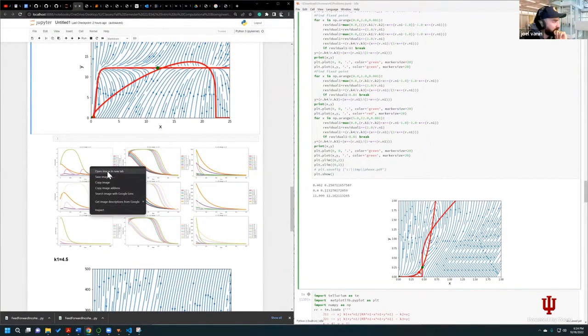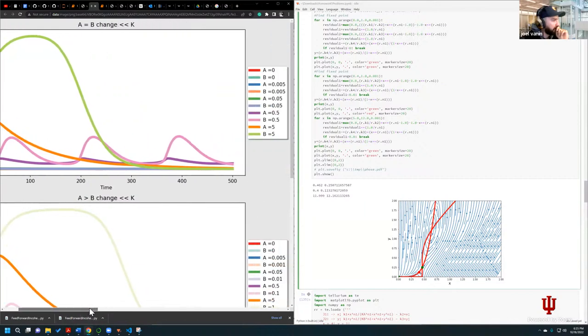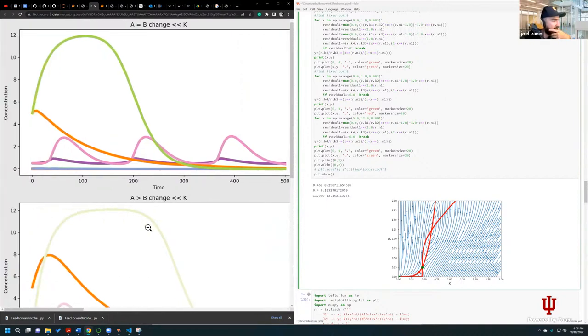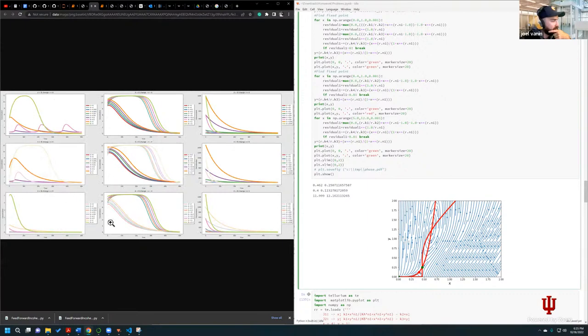So let me open this in a new tab here. And this case is B equals 0.5 and A equals 0.5, so they're equal. In that case, we still have an oscillation. Now an interesting one, they want to oscillate and then go back in these cases. And nothing changes for the other ones.